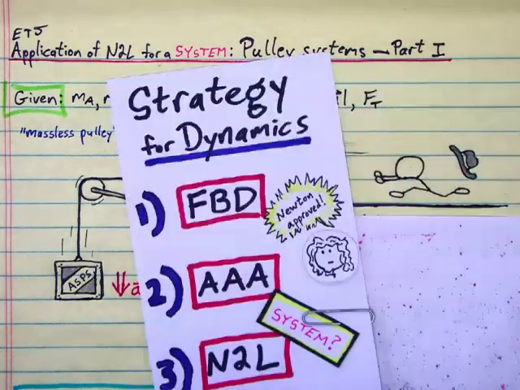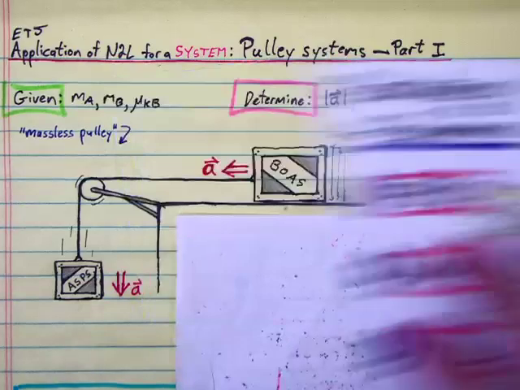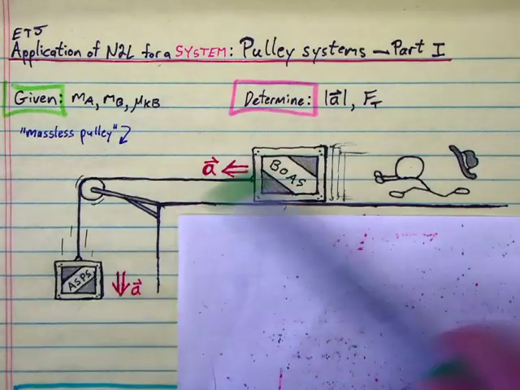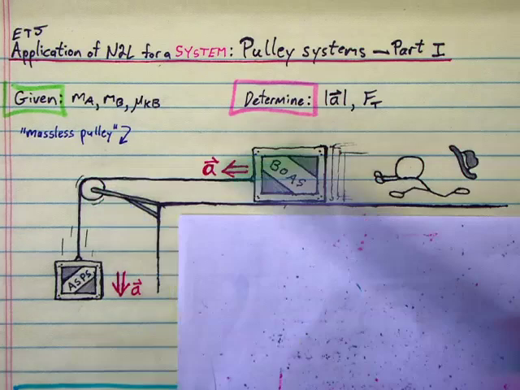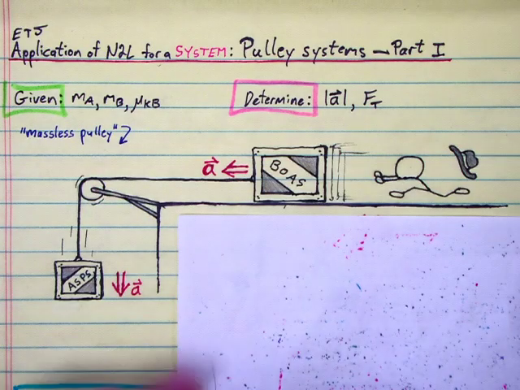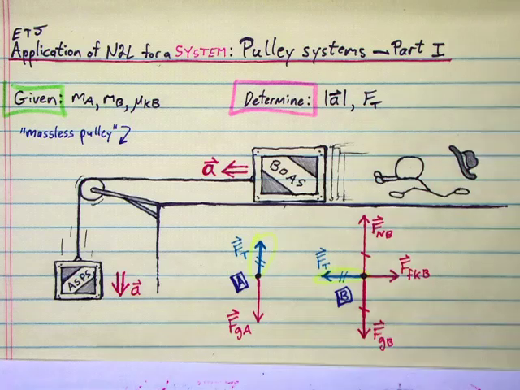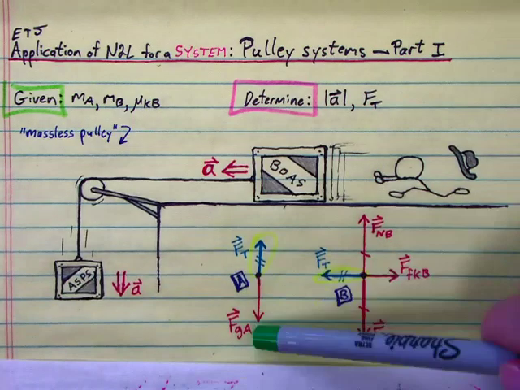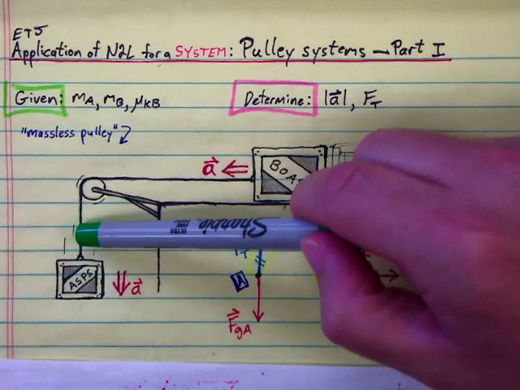So let's look here at how to apply our usual strategy to a scenario where we have moving objects on either side of a pulley. Okay, so it starts with those free body diagrams. Here we have them. For mass A, the hanging mass, gravity downwards and that tension pulling upwards on it.